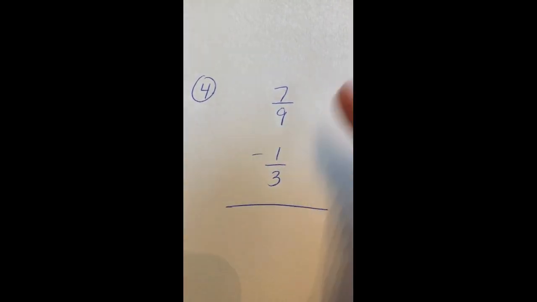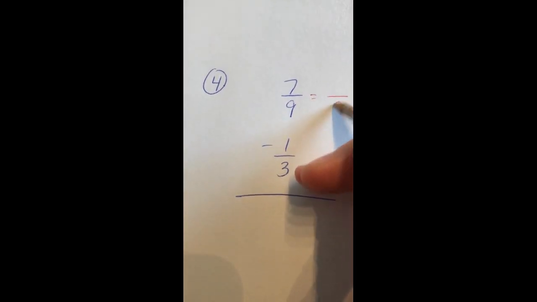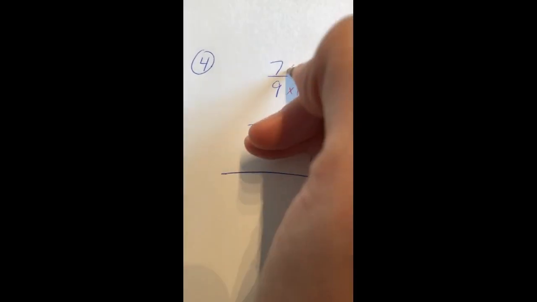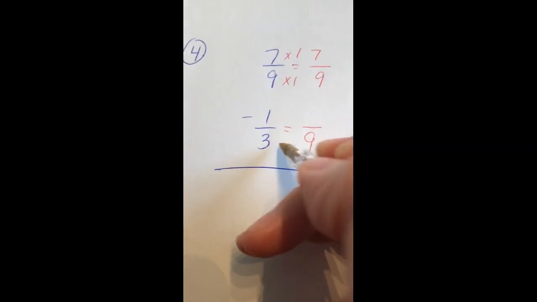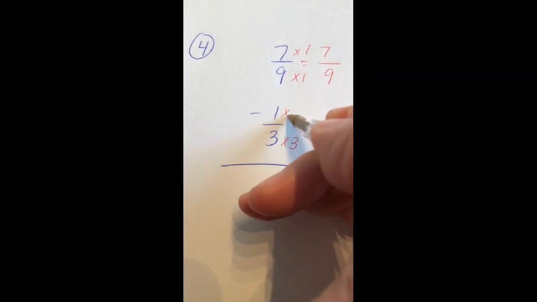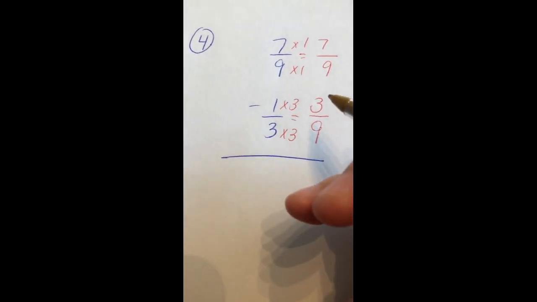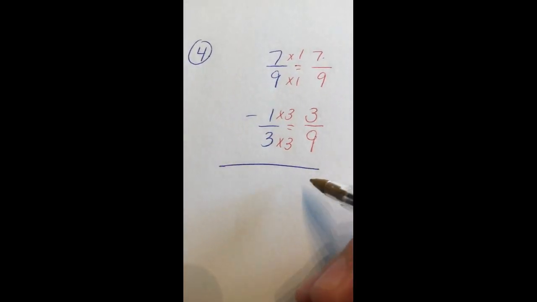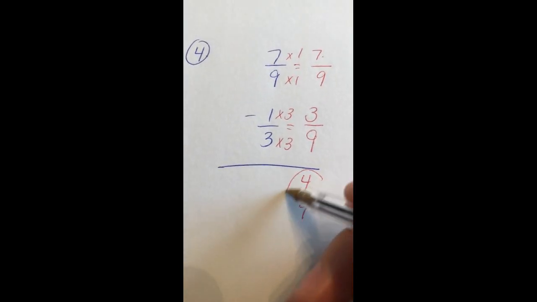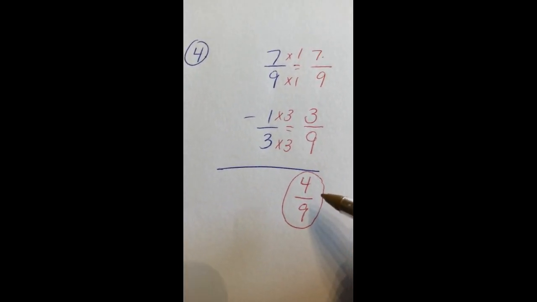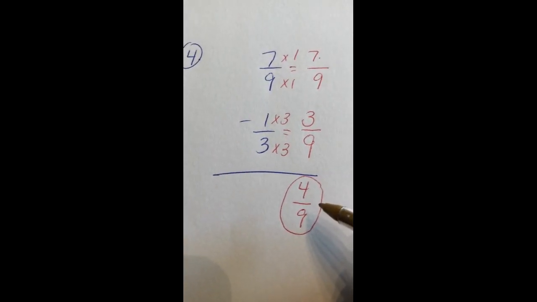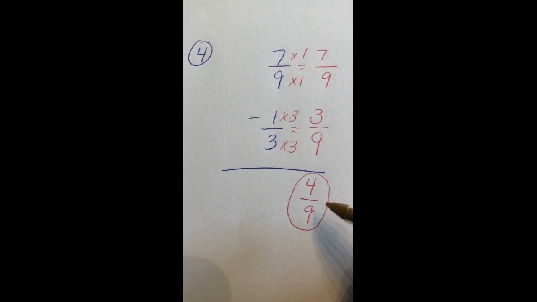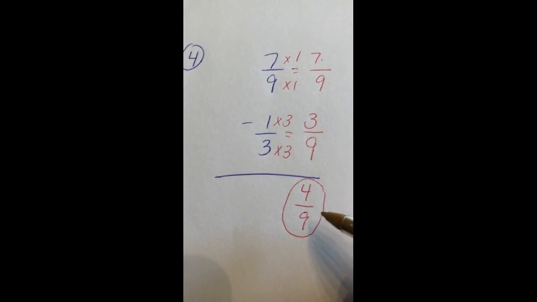Number 4, we have 7/9 minus 1/3. We can use 9 as a common denominator for both problems. So 9 times 1 is 9. 7 times 1 is 7. The bottom, 3 times 3 is 9. 1 times 3 is 3. Now what I'm going to do is subtract my numerators. 7 minus 3 is 4/9. So the answer to number 4 is 4/9. Please go ahead and finish problems 5 through 16 on the rest of page 18. Again, problems 5 through 16 are due tomorrow.